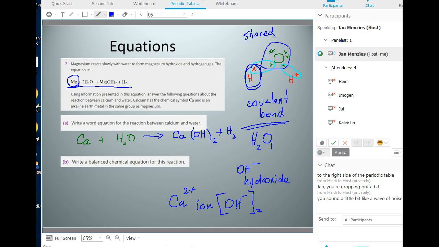All right, so I've really written the calcium hydroxide, the calcium plus water reaction. I've written it from understanding, but you're going to write it from copying the pattern. And you can copy the pattern because you know it's in the same group.